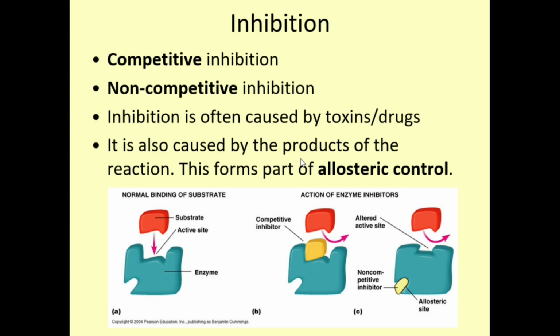And we just mentioned that this can also be a part of allosteric control. But we're going to go through and focus a bit more now on the drugs and toxins. And you can see down here, this diagram shows a normal, healthy functioning enzyme. So here's the enzyme with its active site. Here's the red substrate. So the substrate will come in and it will bind to the active site where the reaction will occur. What we can see over here on this part of the diagram is something called competitive inhibition. So this little yellow thing here is a competitive inhibitor.